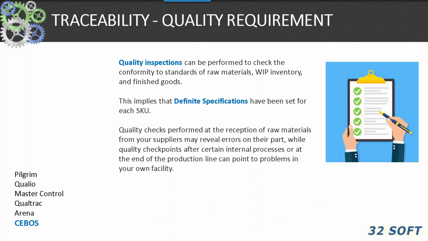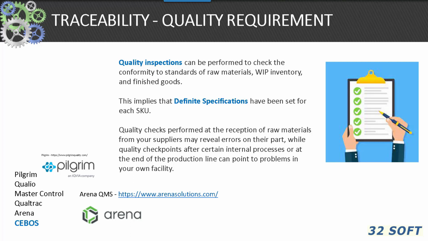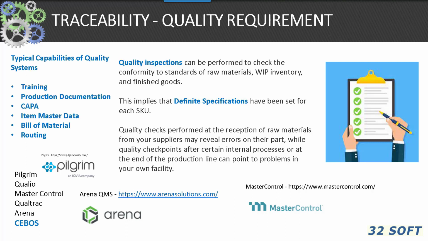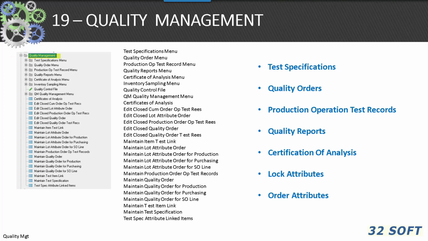You may or may not have, or probably have, a quality system to help you control documentation required by the system. You may have Programa, Arena, MasterControl, SIBOs, others. These systems can provide training module documentation, some product and testing, CAPA, NCR functionality. Some even have item master, bill, and routing data.